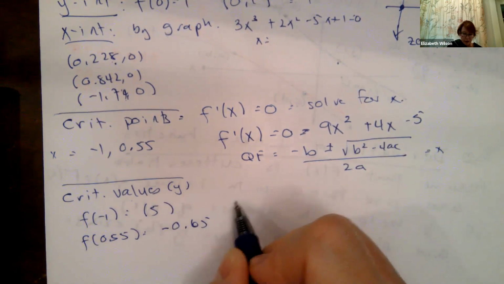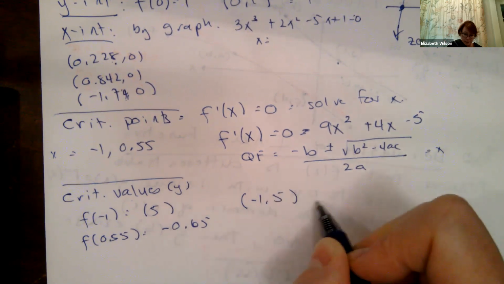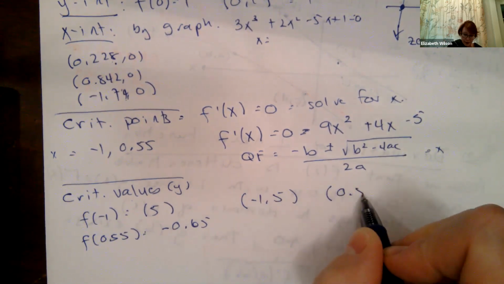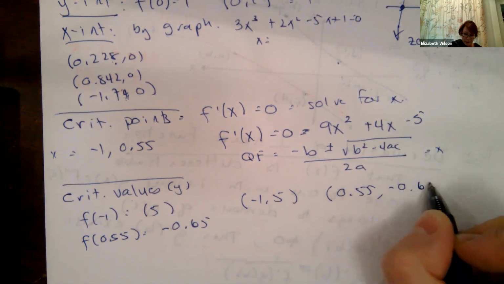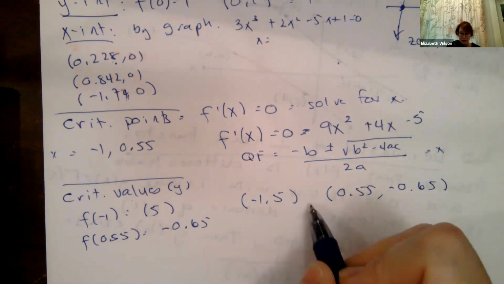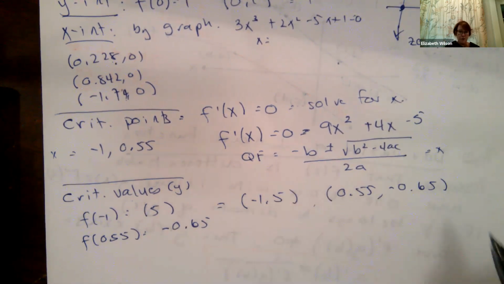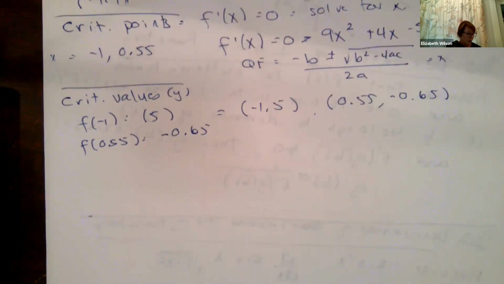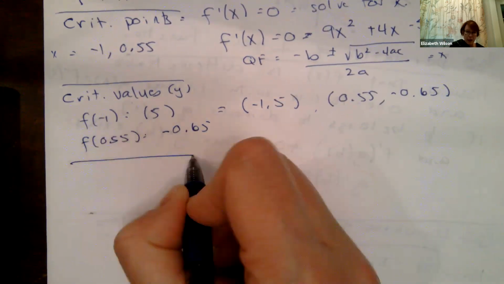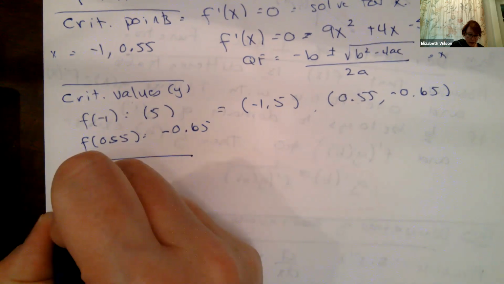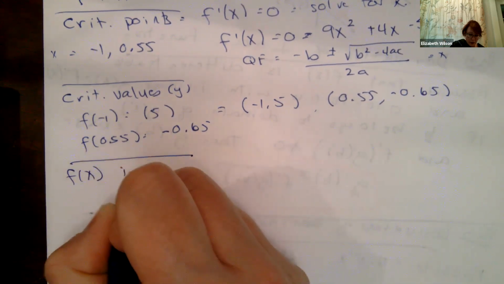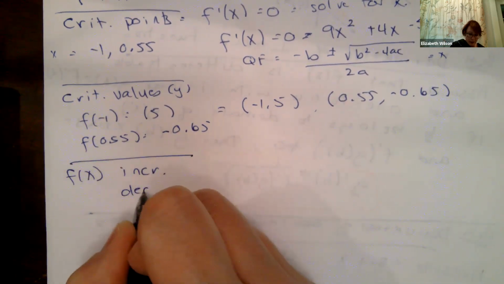So you could write these as coordinates, (-1, 5) and (0.55, -0.65). However, it's fine. You know, these here are your critical values. Okay, so critical values. Now we're going to apply our critical values to say places where our function is increasing and decreasing.